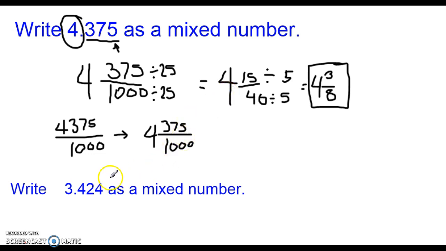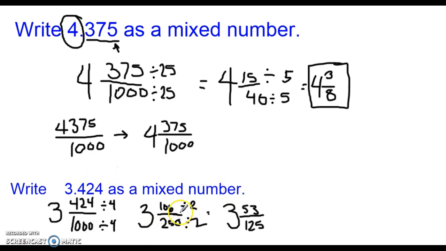Go ahead and try 3.424. I want you to write that as a mixed number. Go ahead and pause the video, and when you're done writing your answer, go ahead and check back in. Make sure you write it in simplest form.